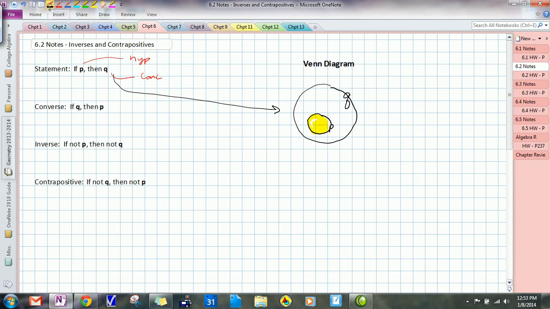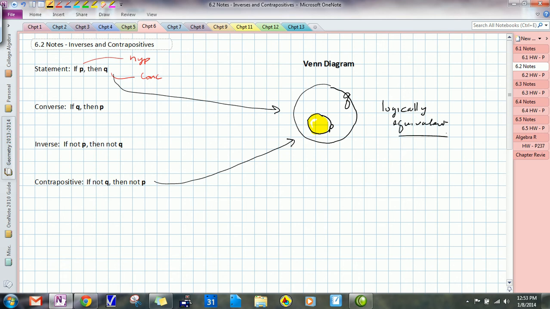And that also is equivalent to the contrapositive, that if a point is not in Q, then it cannot be in P either. Okay? So because these two both are represented by the same Venn diagram, we call them logically equivalent.